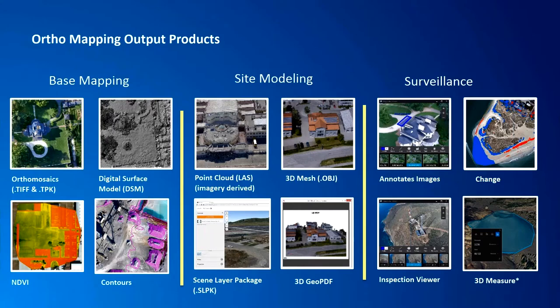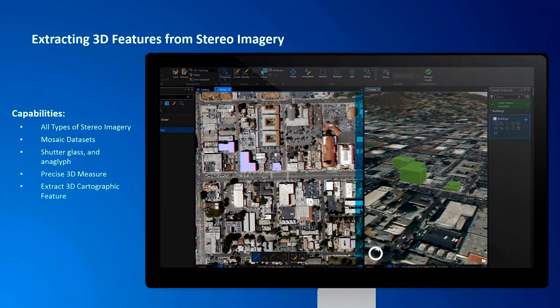And we have this new capability called the scene layer package that allows you, with one button, to publish a 3D model directly into ArcGIS Online. So you can just use a thin web client to look at these very complex 3D models. It's a great way to share this data with your customers or the users of the information that you're collecting. So it's a very powerful solution to create this authoritative data.